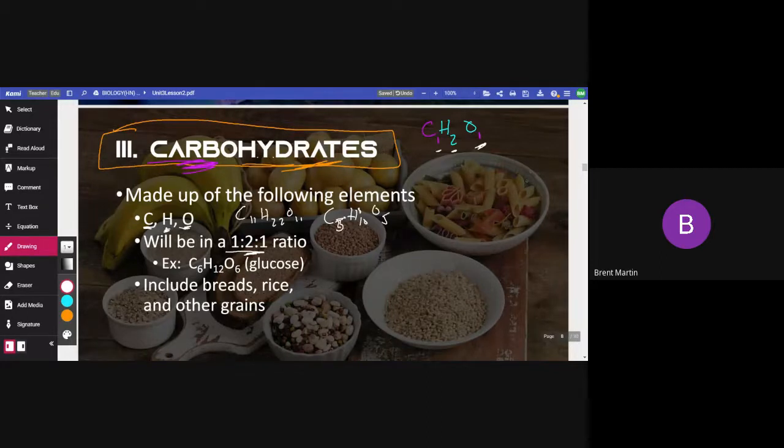this is a 5, this is a 5. Does that help some of y'all out? It's C5H10O5. My handwriting was terrible, I apologize. What about if it was C7H14O7? Would that be a carbohydrate? Absolutely. All right, now the main example you will hear about in this class is C6H12O6, and it is glucose. It includes breads, rice, grains, and obviously a lot of things that people with diabetes can't eat.